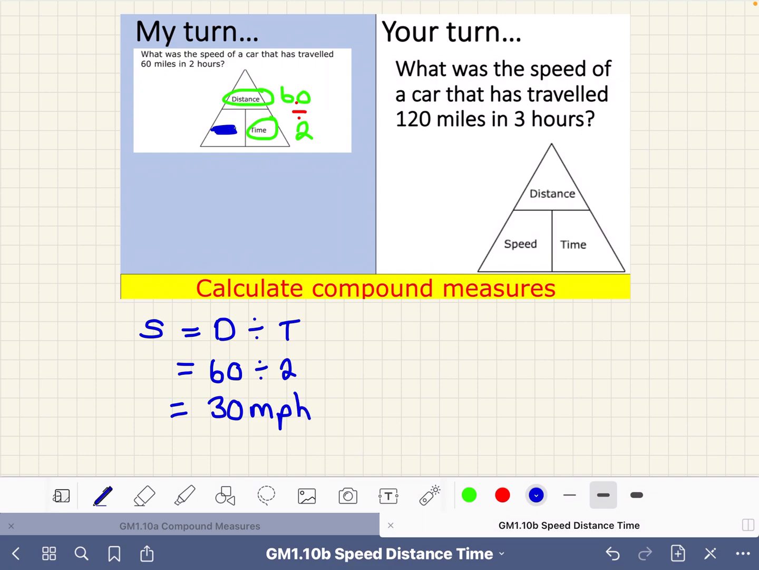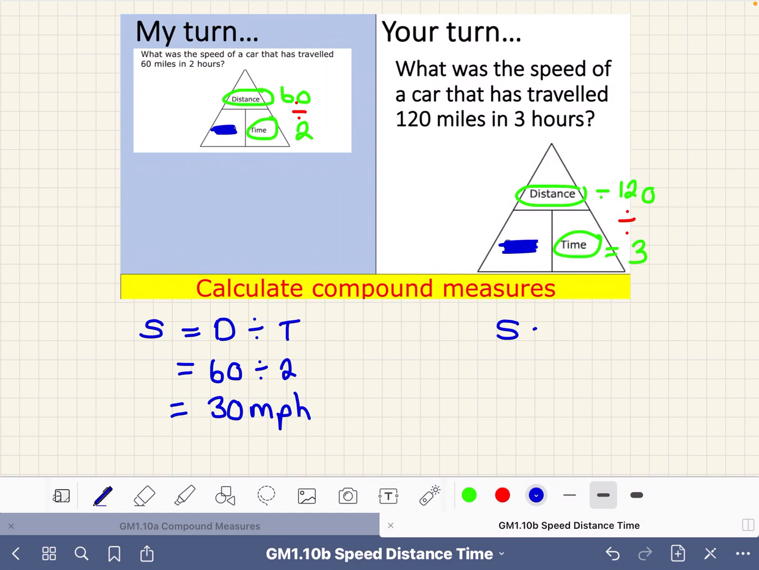If you press pause and try the your turn question. What is the speed of a car that has travelled 120 miles in 3 hours? We are again looking for the speed. We have a distance of 120 and a time of 3. We know we must divide those as the section in the centre means divide.